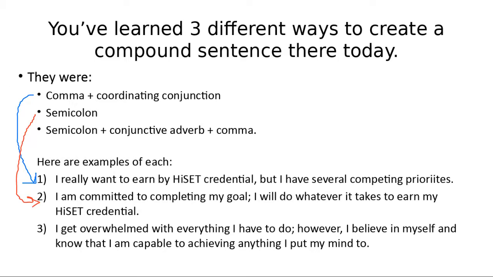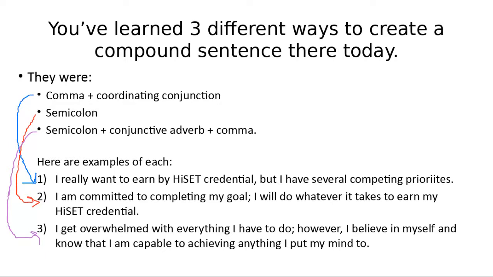Lastly, we talked about using a semicolon plus a conjunctive adverb plus a comma as your conjunction point to create a compound sentence bringing together two independent clauses. Option 3 is what that looks like. I get overwhelmed with everything I have to do; however, I believe in myself and know that I am capable of achieving anything I put my mind to. The transition word is however.